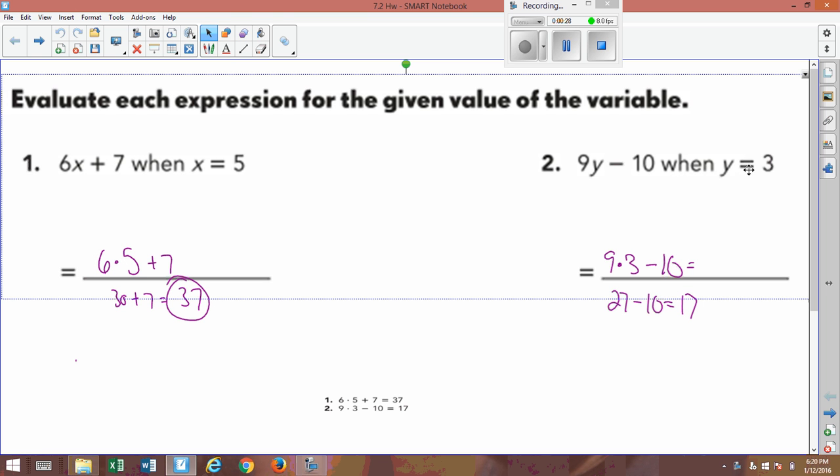Next one, you substitute in that 3 for the y. So you get 9 times 3 minus 10. 9 times 3 is 27. Minus 10 is 17.